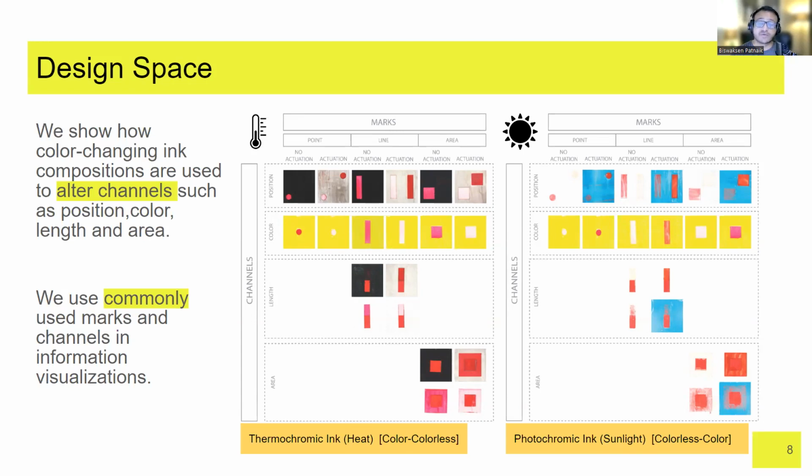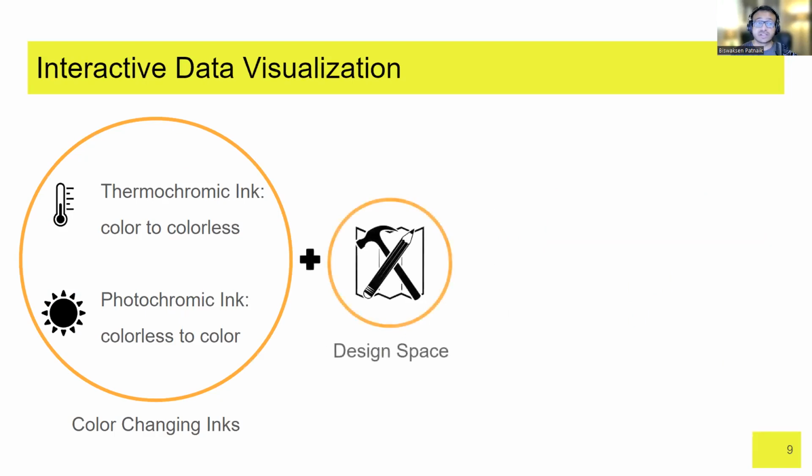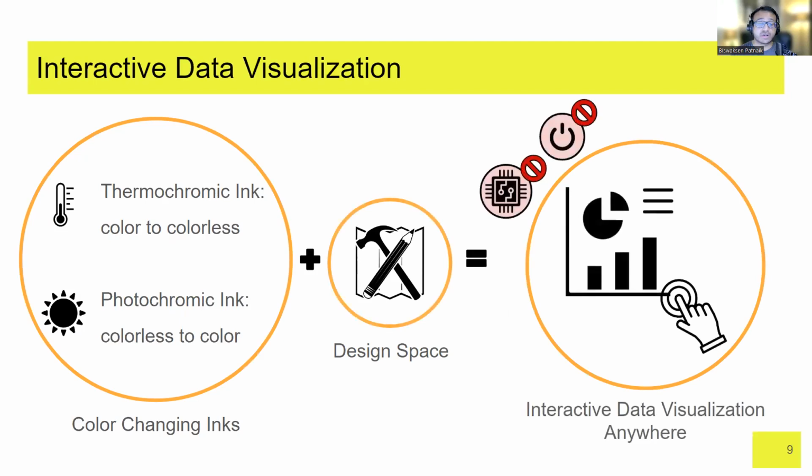A similar analogy can be made with photochromic inks that go from colorless to color upon stimulation. So this forms the very fundamental idea behind interactive visualizations with color-changing inks. We show how we use color-changing inks to alter marks in channels, which will form the very basis of designing interactive visualizations without any computation and power. So we use the properties of color-changing inks and systematically explore the design space to make interactive visualizations anywhere without electronic computation and power.